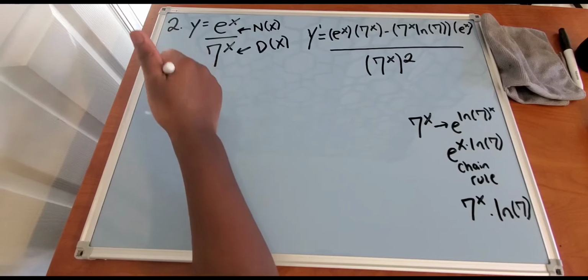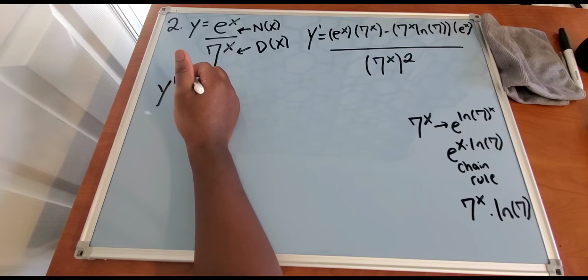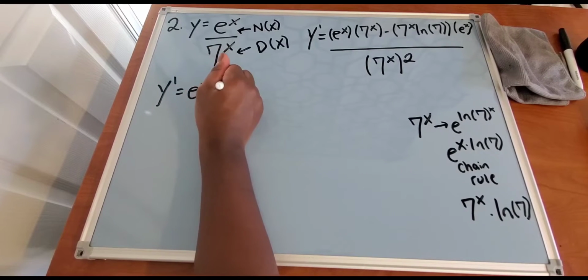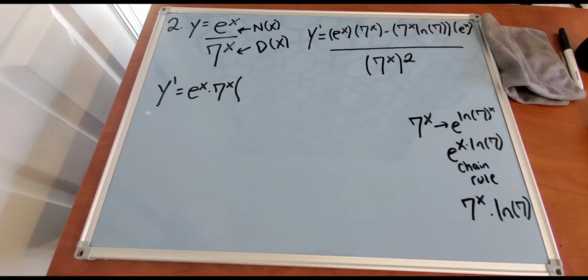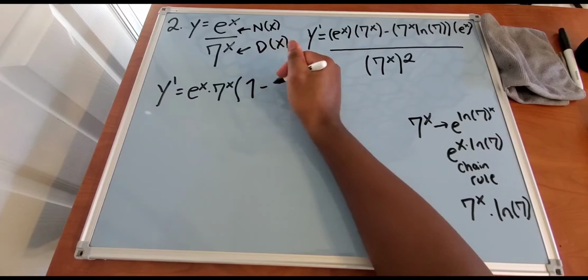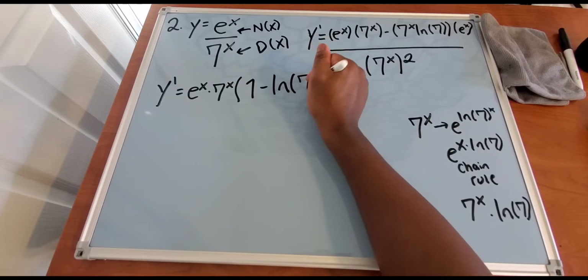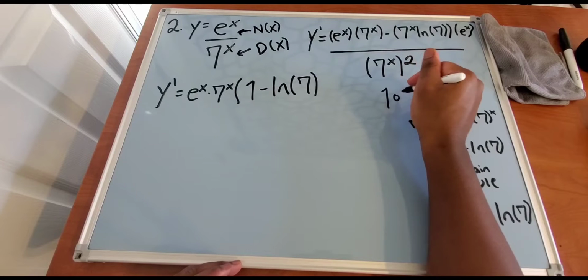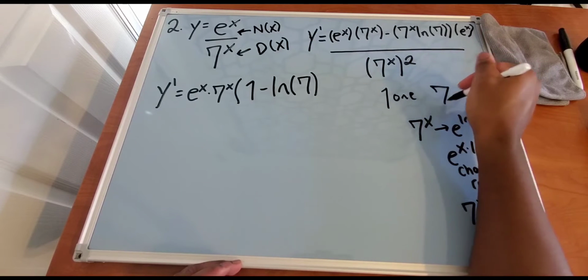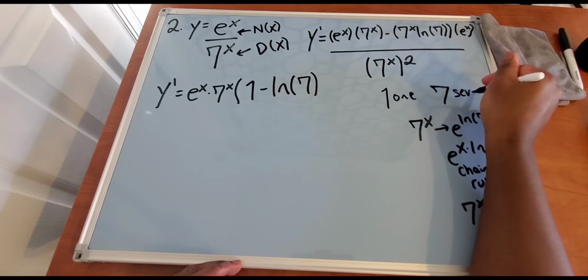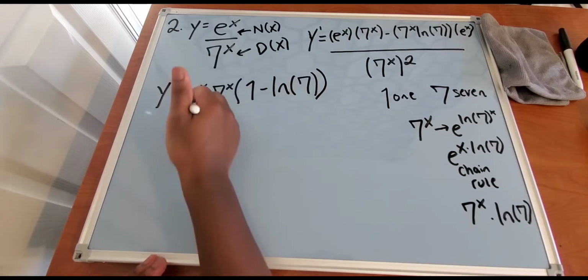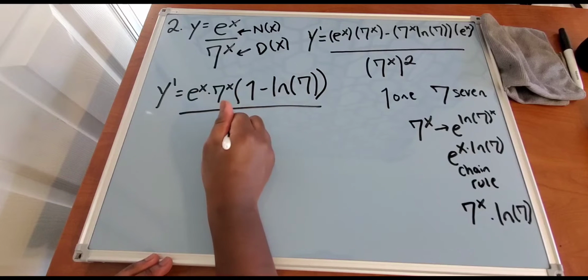We know that the derivative of y is equal to, we can pull out an e to the x and a 7 to the x. So e to the x times 7 to the x. What we have left in parentheses is 1 minus natural log of 7. Also, just to note here, my 1's look like this, and my 7's look like that. So, in case you get confused by them. All this over 7 to the 2x.